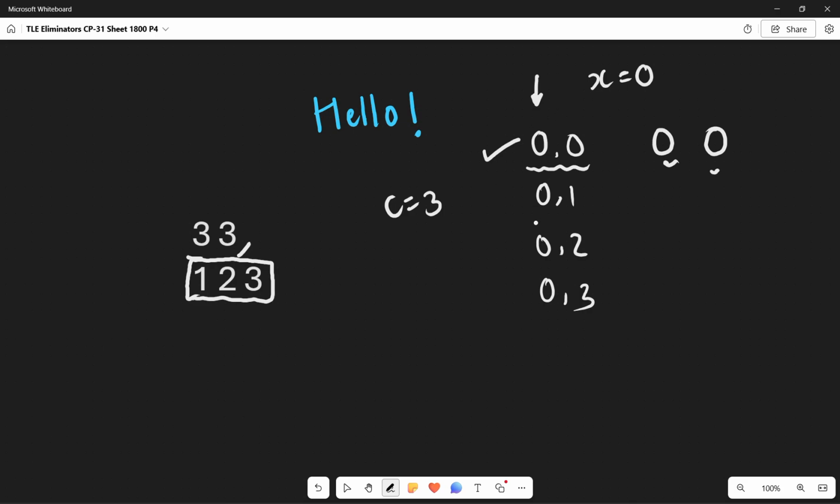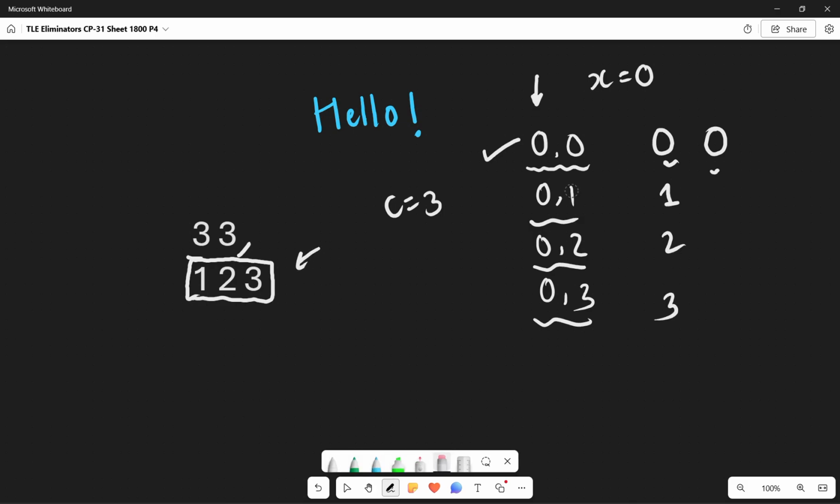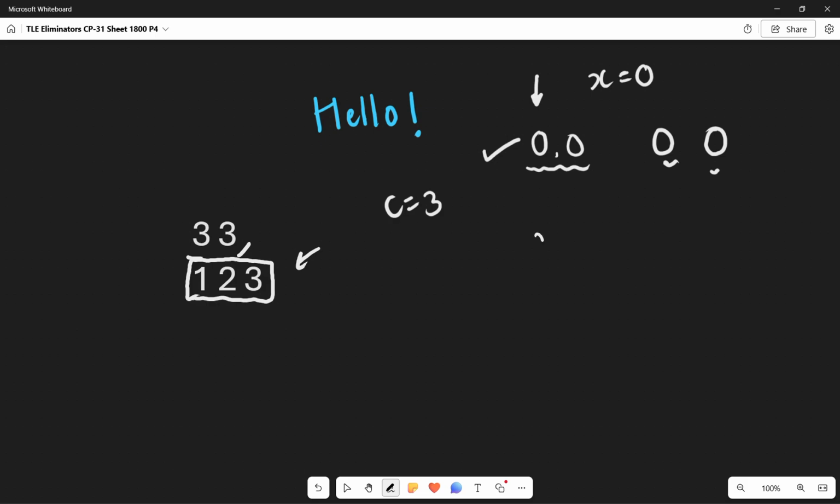So if you focus on 0 1, 0 2 and 0 3, all of their additions 1, 2 and 3 are present in this set. So all these pairs are discarded. Okay, makes sense? Yes. So next one. For x equal to 1, 1 comma 1, 1 comma 2, then 1 comma 3. You see here 1 comma 1, their addition is 2, which is present in the set, so we have to discard this.